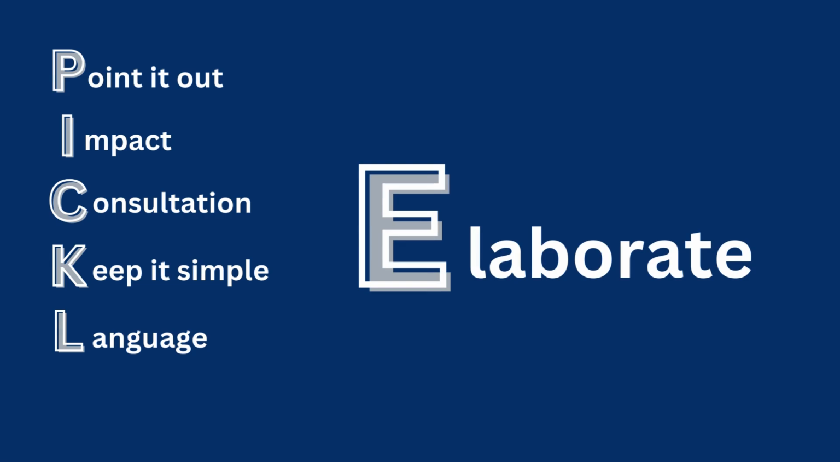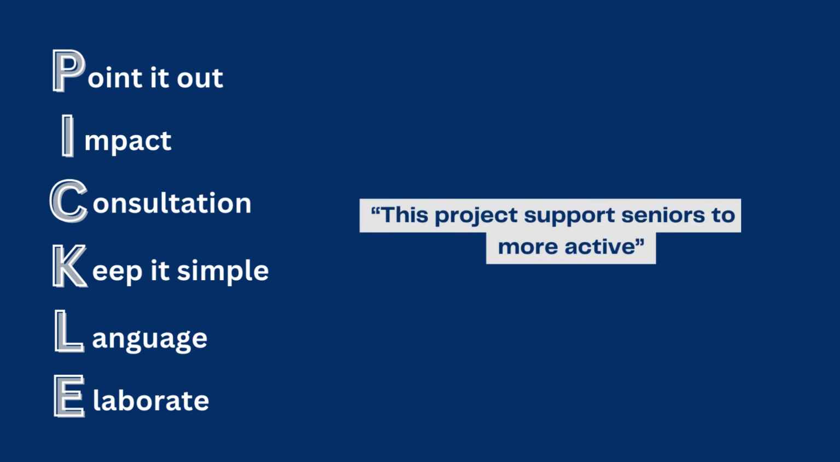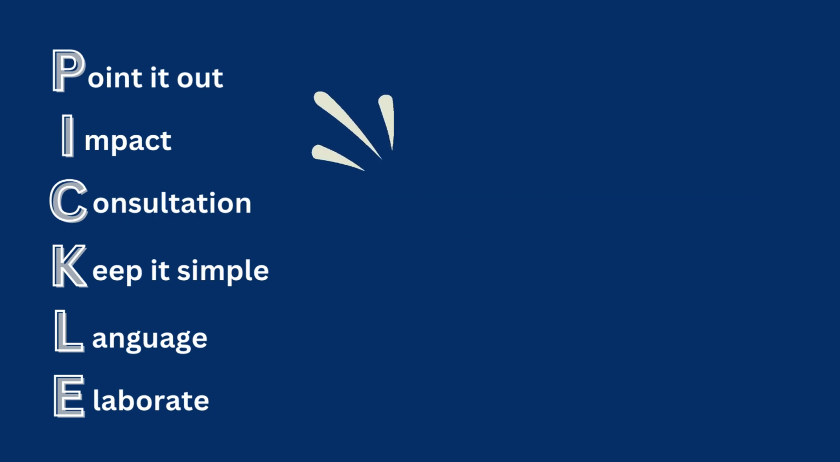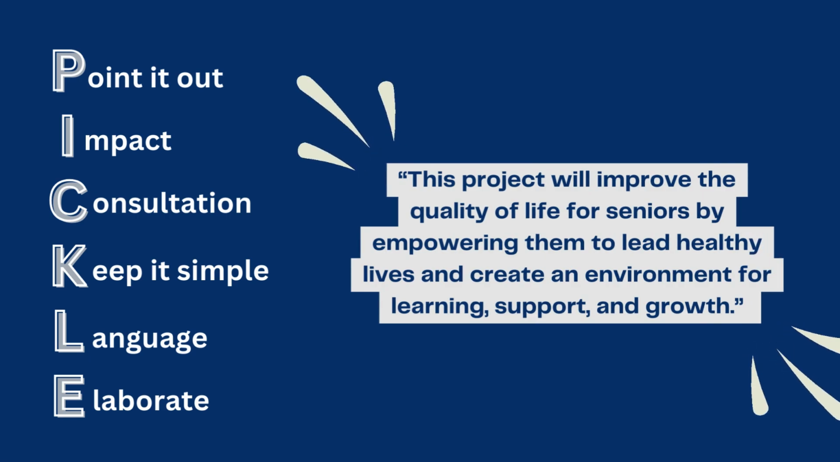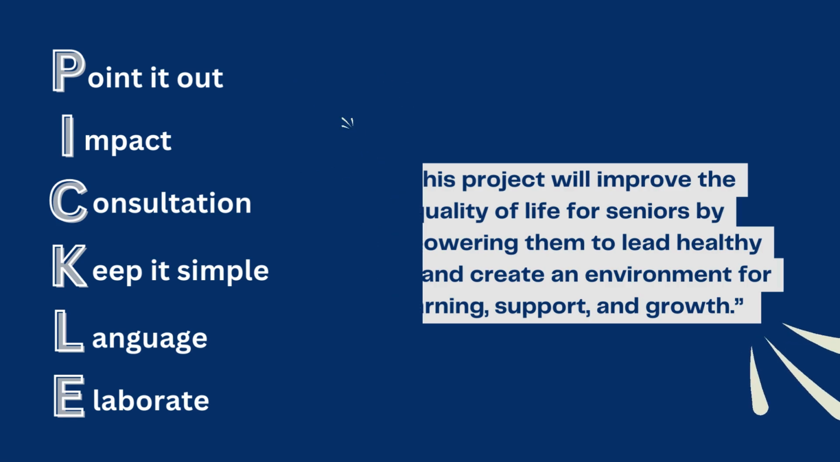Elaborate. Make it powerful. Elaborate on your points and emphasize on the impact. For example, instead of saying, "This project supports seniors to be more active," you can say, "This project will improve the quality of life for seniors by empowering them to lead healthy lives and create an environment for learning, support, and growth."